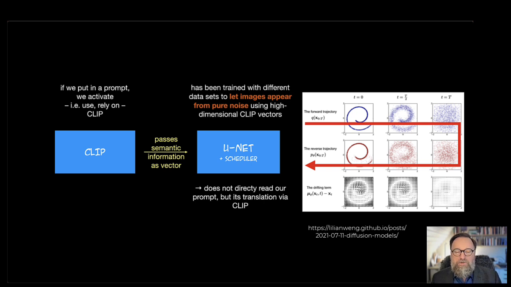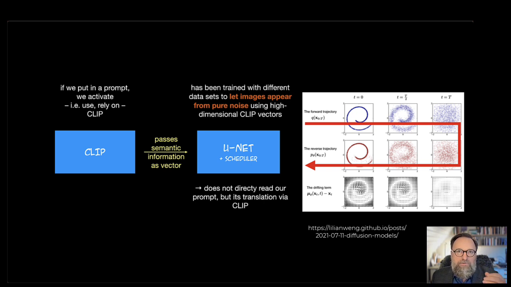And this is a module that has been trained with different data sets of even more images to let images appear from pure noise. So this is a trick that current text-to-image AI and text-to-video AI technologies use. So they have the images and then they blur these images with a Gaussian filter, so it gets more and more blurry. And the algorithm is trained to trace back from the blur to the clear picture. So this is the way it's trained.